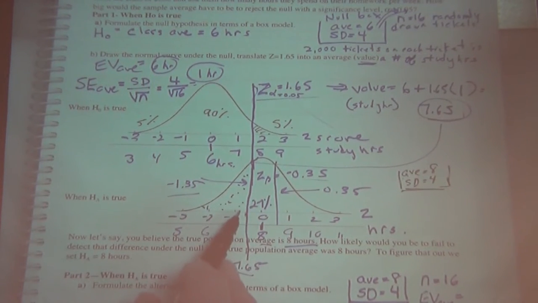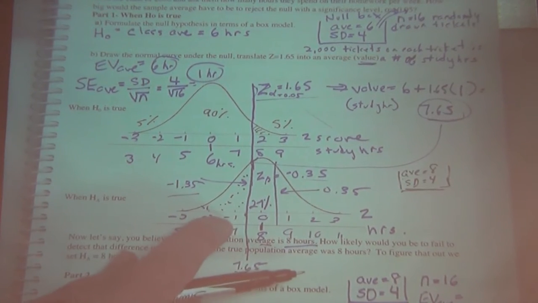So now you want to specify another type of error. That's the type 2 error, when this is the truth.